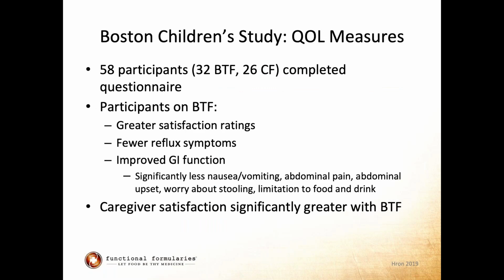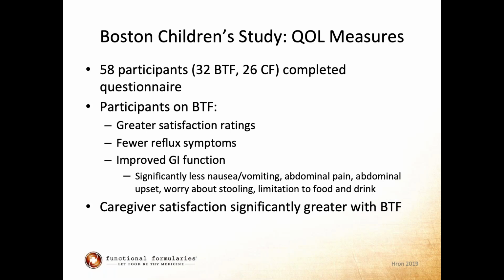So in addition to the decreased healthcare use observed, they did quality of life measures and looked at GI intolerance measures in part of the study population. So 58 of the 70 participants completed a questionnaire. Those participants on blenderized tube feeding reported greater satisfaction ratings with their feeding regimen. They also reported fewer reflux symptoms as well.